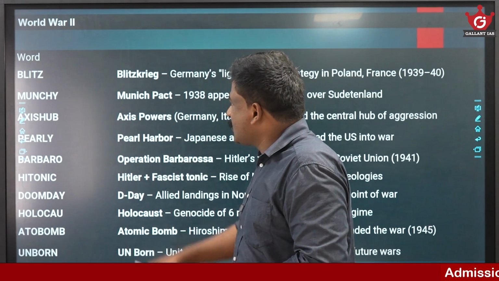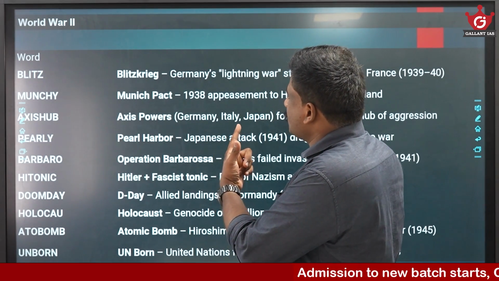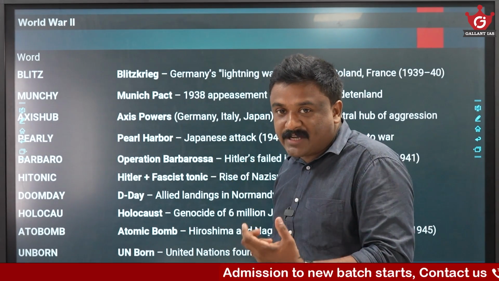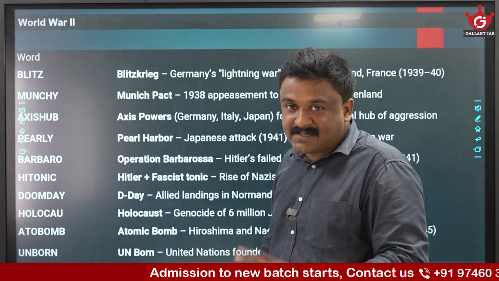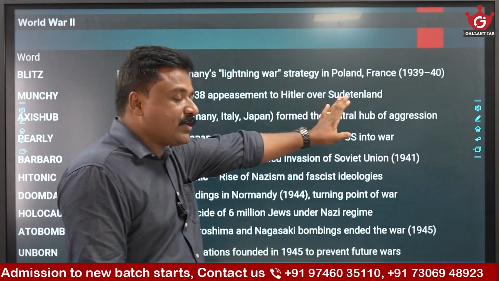Coming to these mnemonics, World War II: Blizz, that is Blitzkrieg. Certain jargon and keywords are there which you shouldn't miss in the answer writing part. This is Germany's lightning strategy in Poland and France.